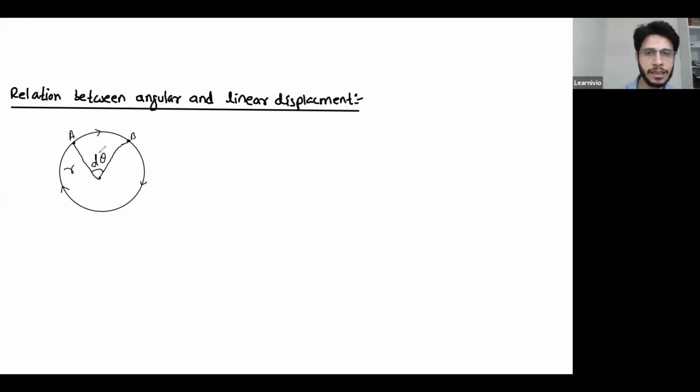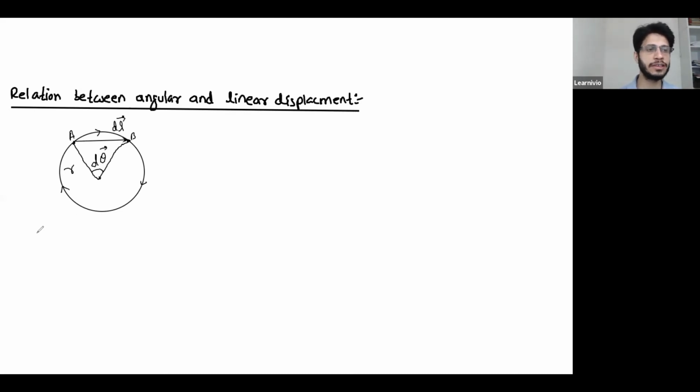Is there any linear displacement here? The body is moving on a circular track. It moves from A to B. The angular displacement is d theta. Is there any linear displacement here? So there is one linear displacement in a straight line from A to B. I call this dl. Now we are supposed to relate this dl, this d theta and this r.